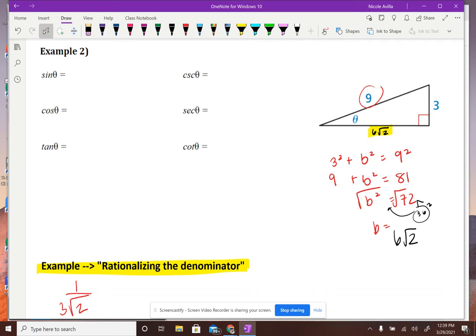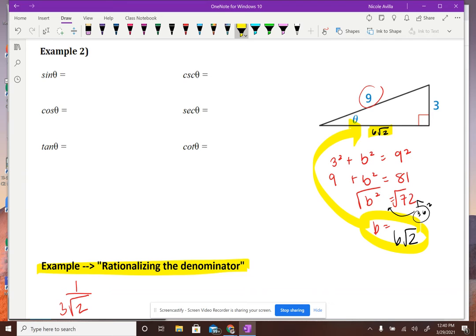Now remember, we did that by breaking up 72 into a perfect square of 36 times 2. 36, when we pulled it out, became a 6, and the 2 was stuck inside the radical. So 6 square root 2 was what we got as this side of our triangle.